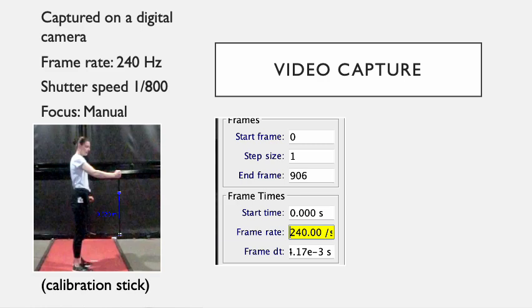3 videos were captured. An initial video was recorded, which was required for calibration. In the calibration video, the subject stood in front of the camera holding a calibration stick. The calibration stick had a length of 0.52 meters, and it was held for the entire video.